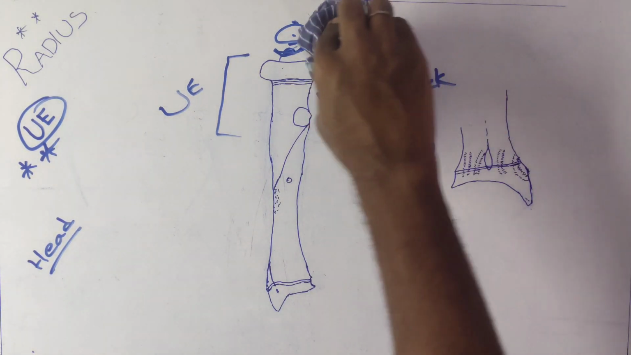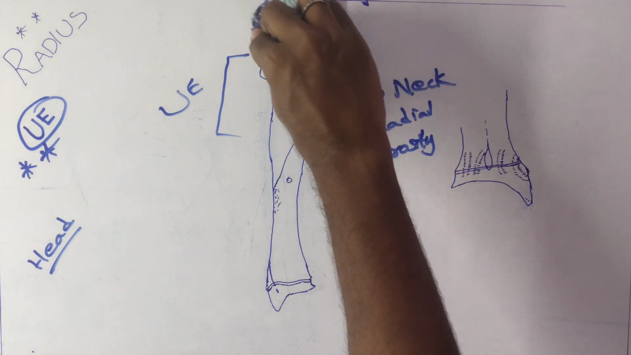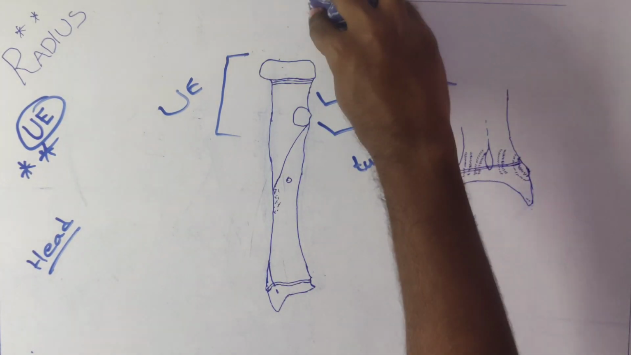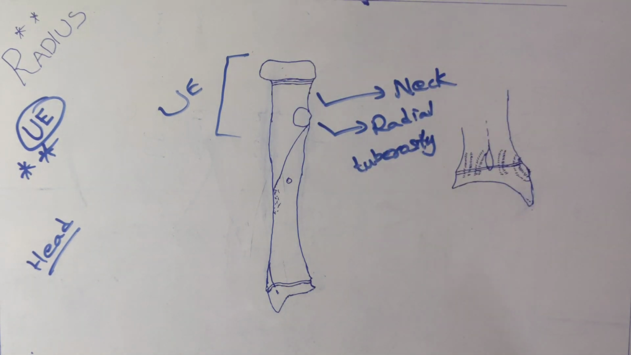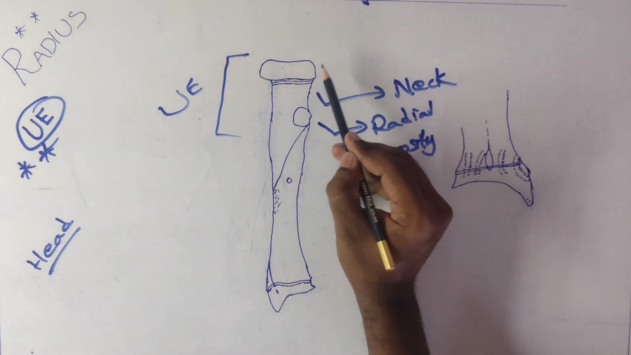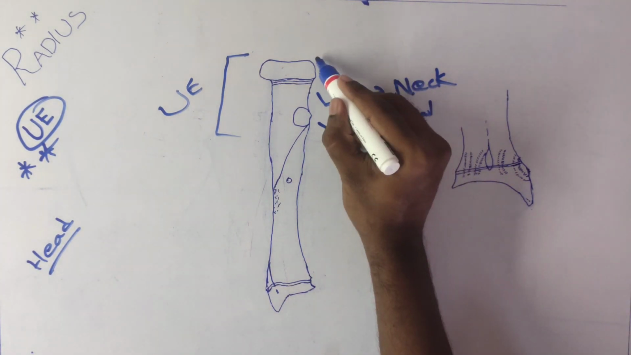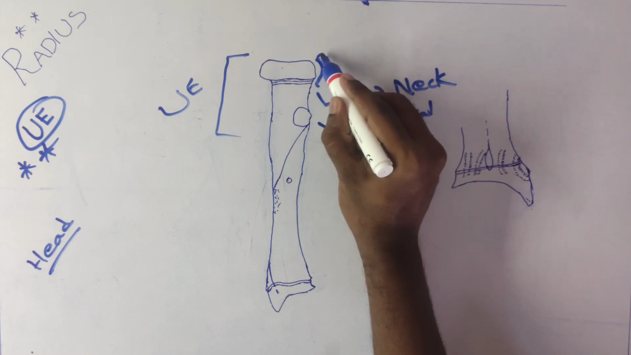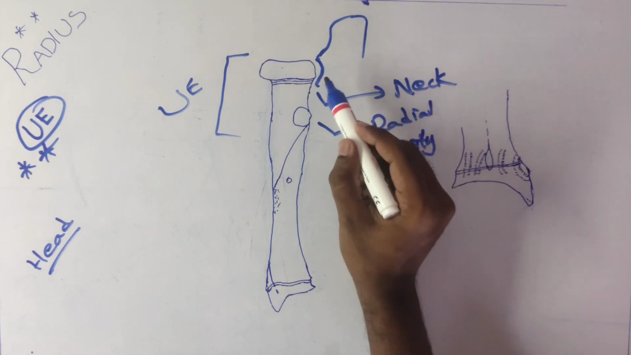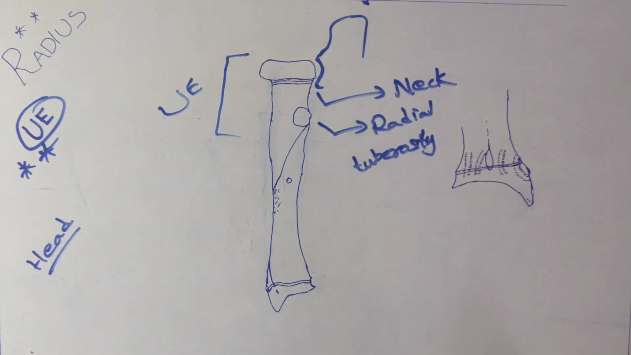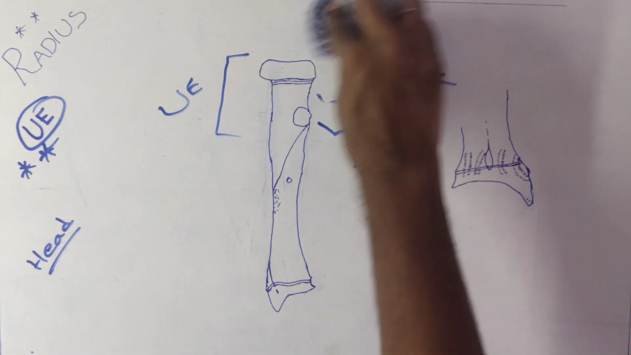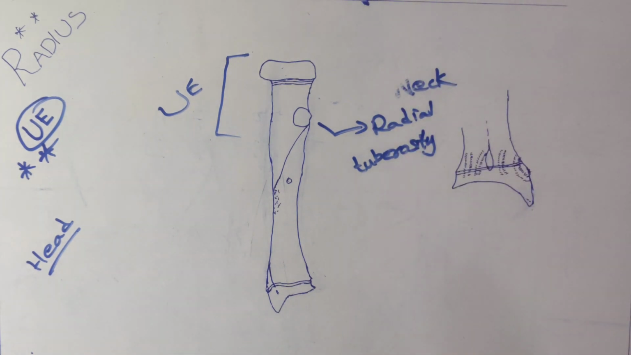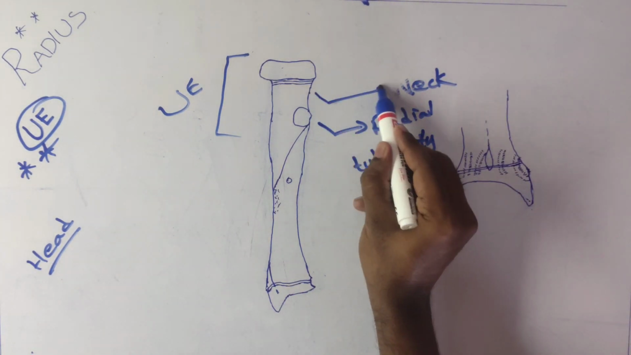Head is disc shaped and covered with hyaline cartilage, and the upper surface of the head is concave and articulates with the capitulum to form the elbow joint. Now the head fits into the radial notch of the ulna to form the radio-ulnar joint. Here it is the ulna, and the ulna has the radial notch here. And we have completed the head.